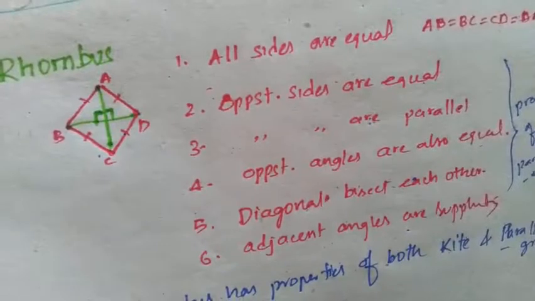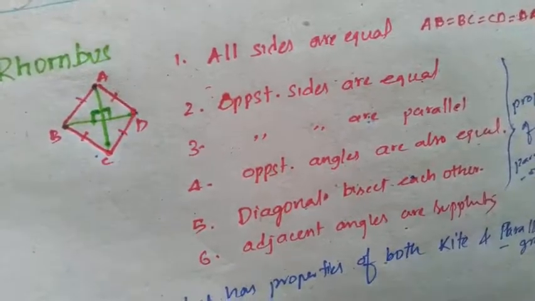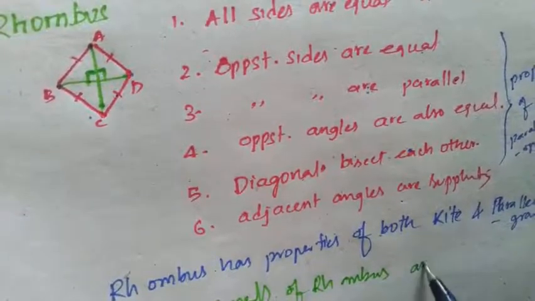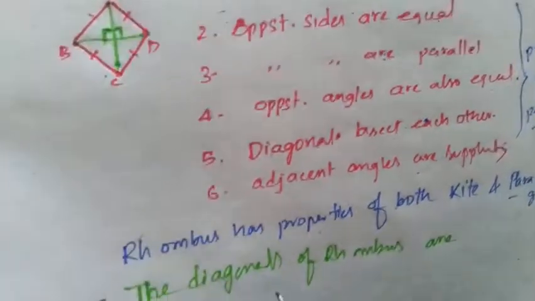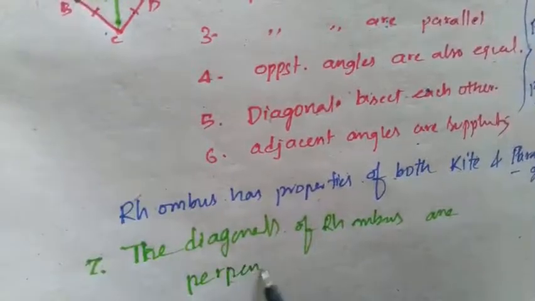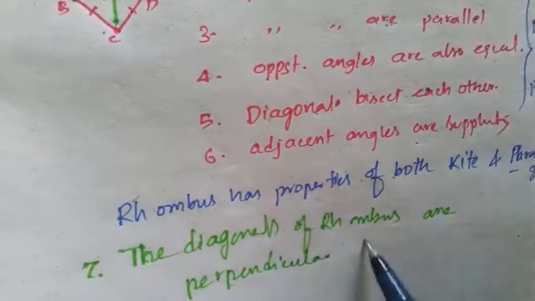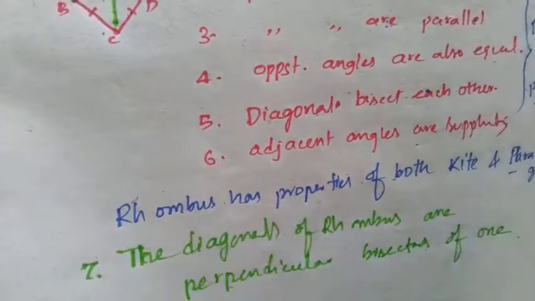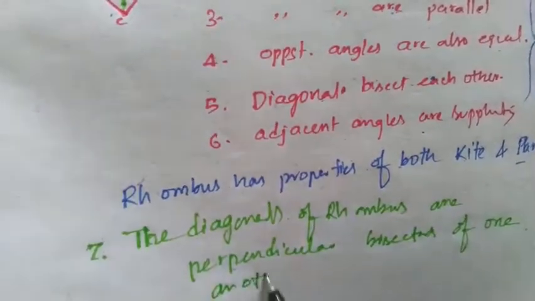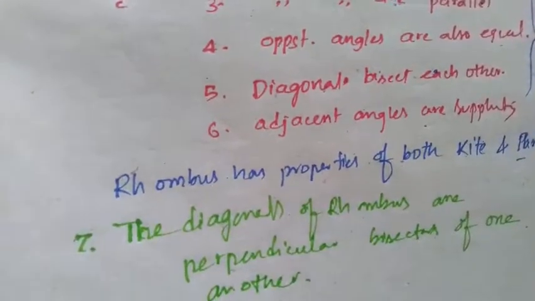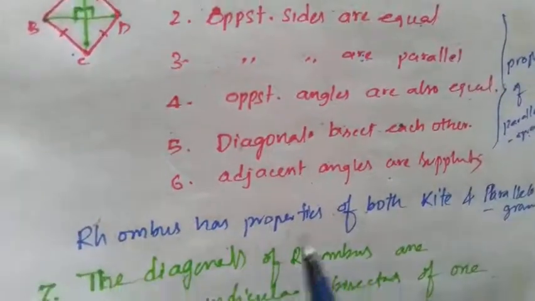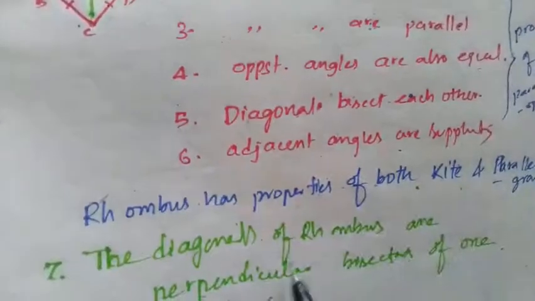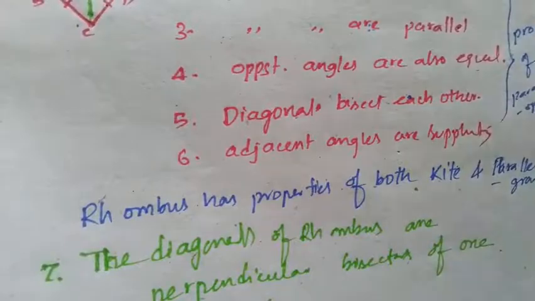So diagonals of a rhombus are perpendicular bisectors of one another. So these are properties of a rhombus. It has all properties of both kite as well as parallelogram. In addition to this, one more property is that its diagonals bisect each other perpendicularly.